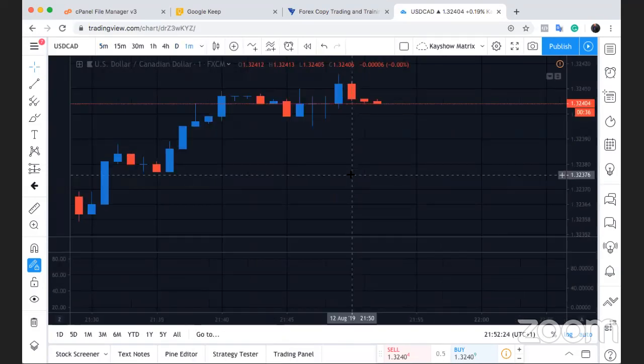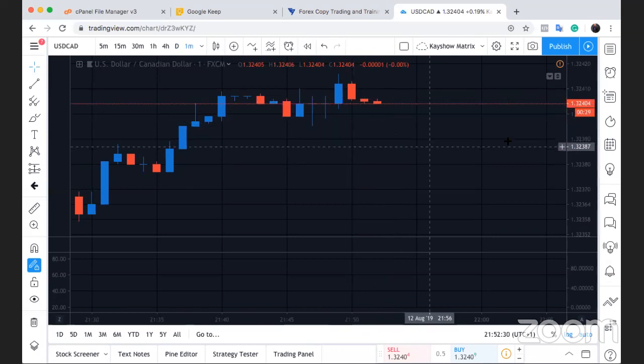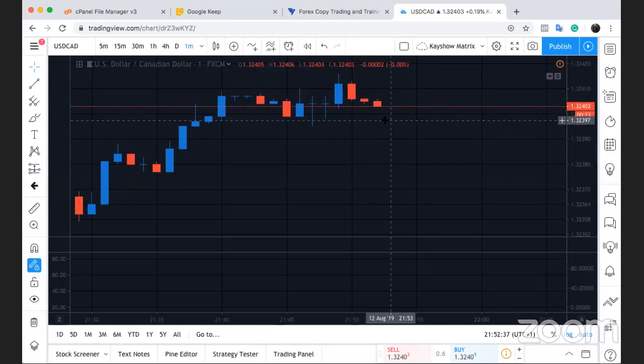Okay, so what this means is that every minute a new candle will form. You can see it's 29 seconds. Let me wait for this one to get to 0. So you see how the new candle will form again. Every minute a new candle will form.